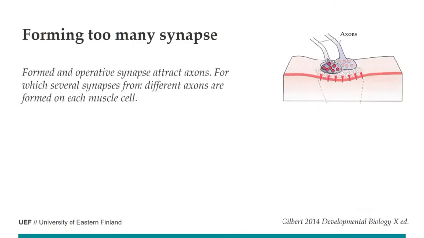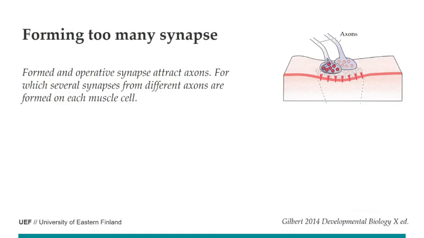And after that, we will form too many synapses. When we have one operative synapse, it will attract other synapses there. They can be coming from the same axon or from different neurons. So that's why we have several synapses from different axons, different neurons formed in each muscle cell. In a typical vertebrate, there are at least 2 different neurons to each cell during development.